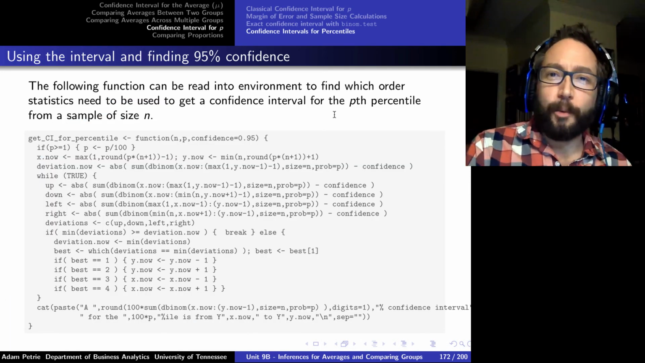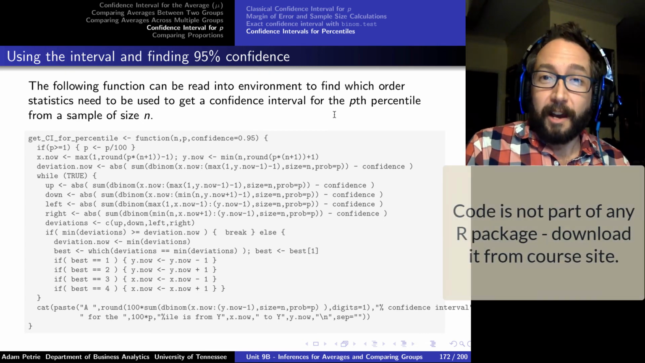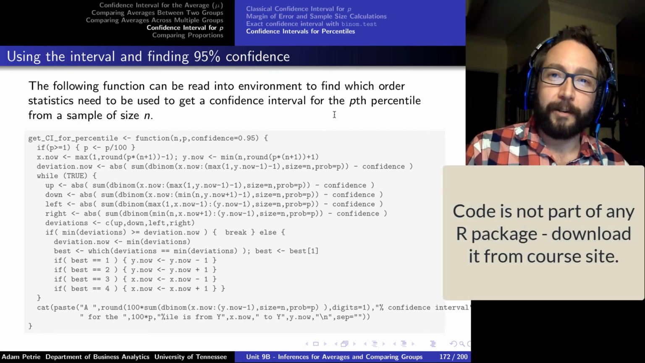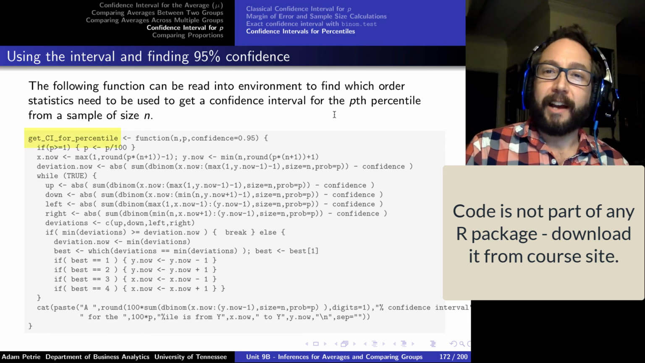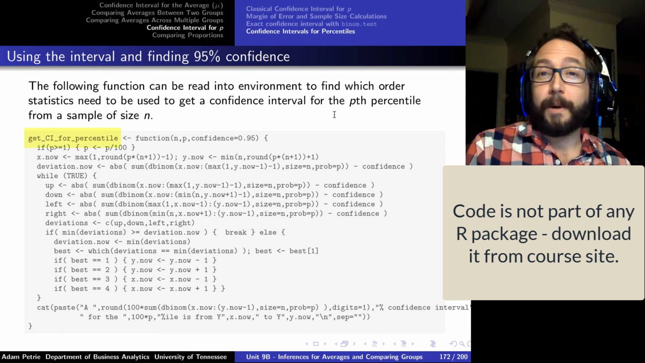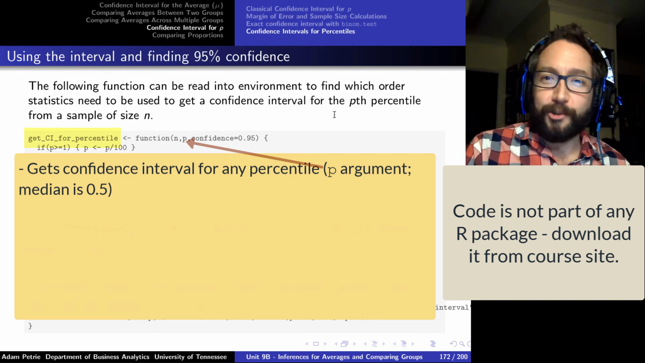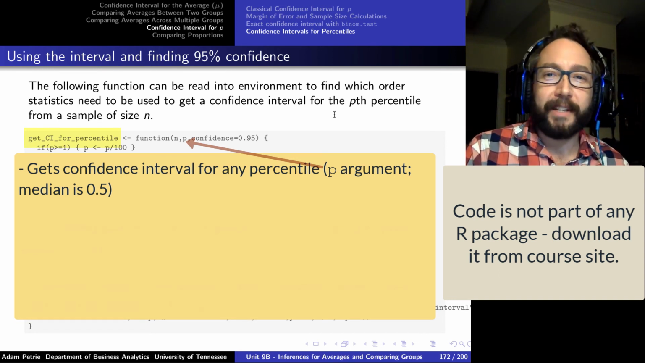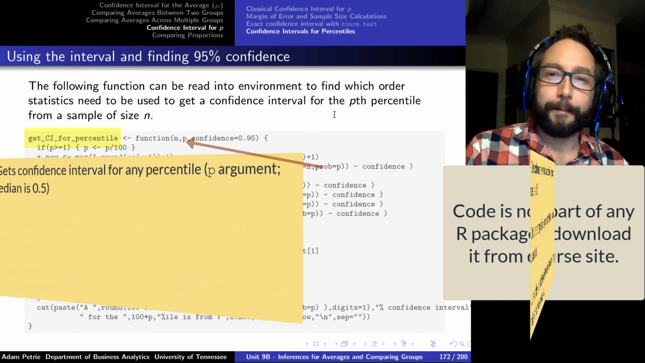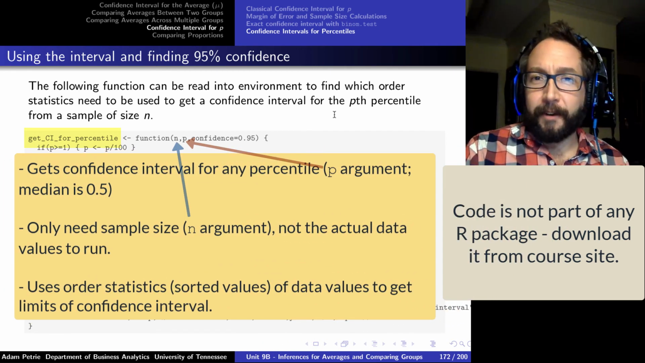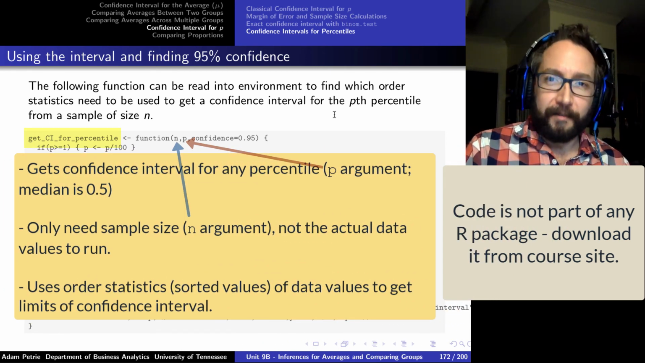Well, in that case, you're going to want to read in some code that's in the .R file associated with this lecture. There's a function that I've written called getCI for percentile that allows you to come up with a confidence interval for any percentile of a distribution you have in mind: 25th, 50th, the median, the 99th, etc. So once you've read that function in, here's how to get the confidence interval.